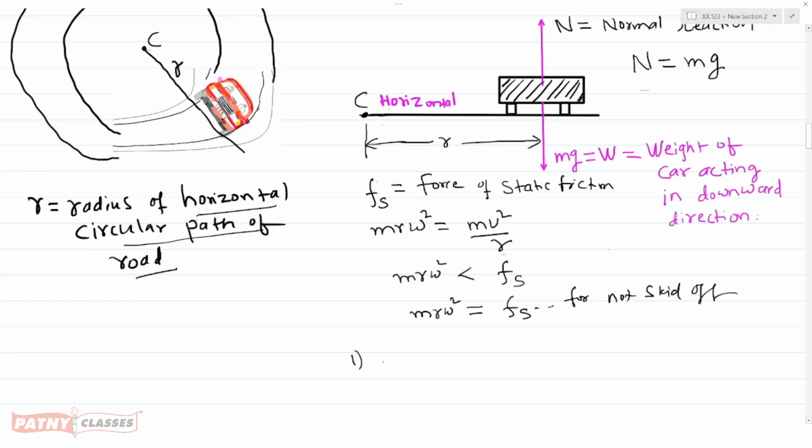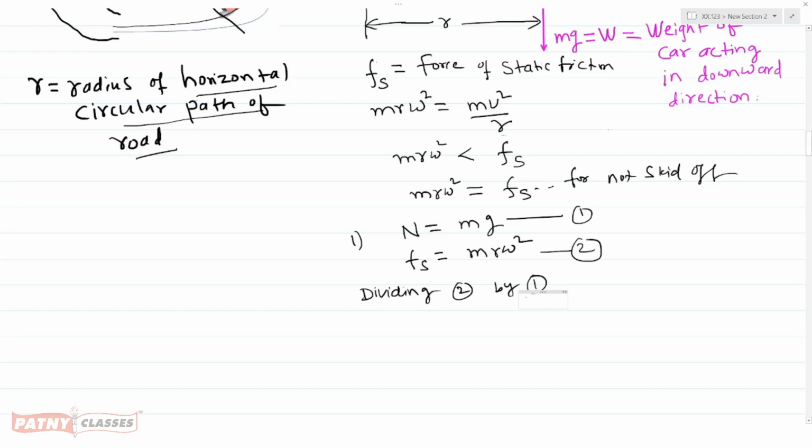One condition is that the normal reaction N must be equal to the weight of the body, and the force of static friction must be balanced by the centripetal force. These are the two important conditions so that the vehicle will move easily without skidding off along the horizontal curved surface, a horizontal circular path. So we have two equations: N equals mg, and Fs equals m r omega square. Call them 1 and 2.